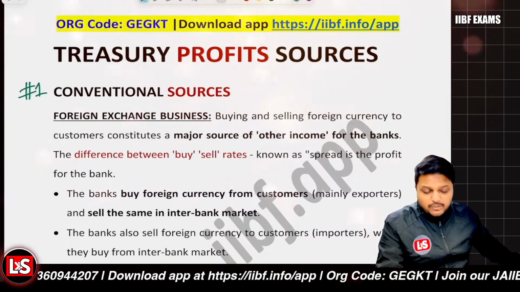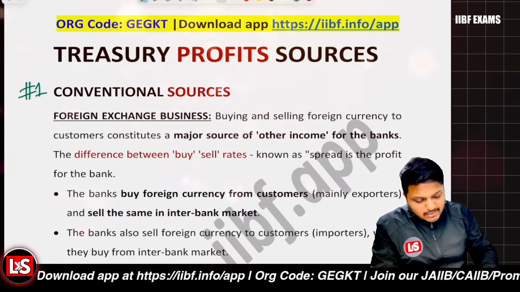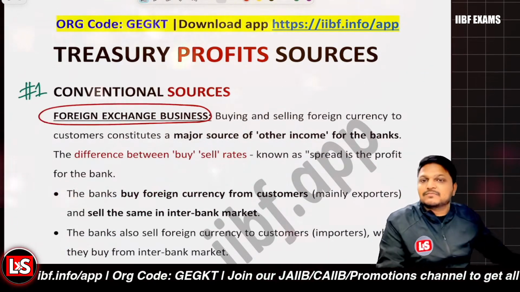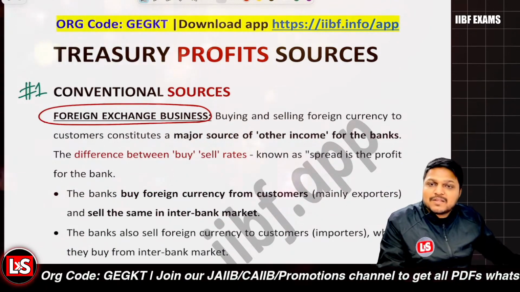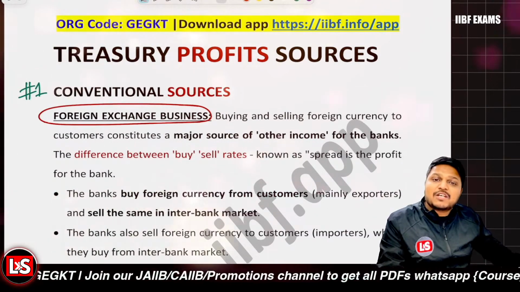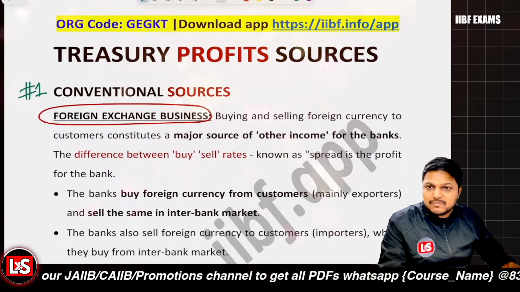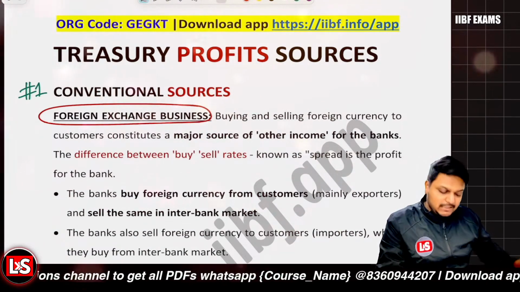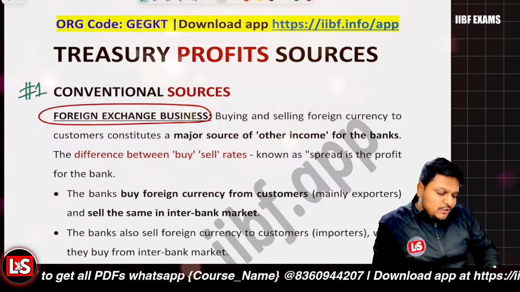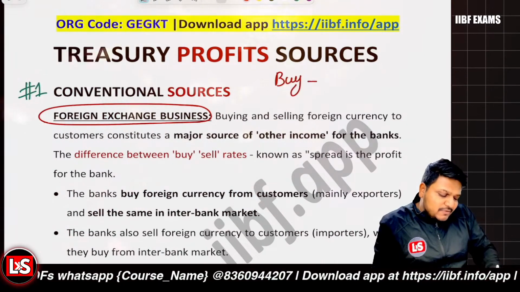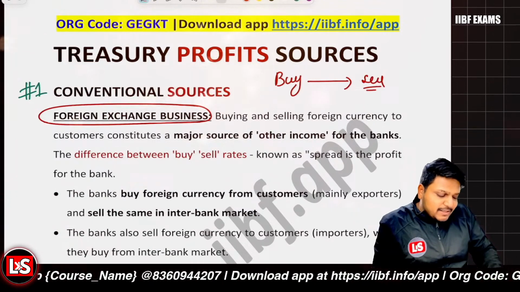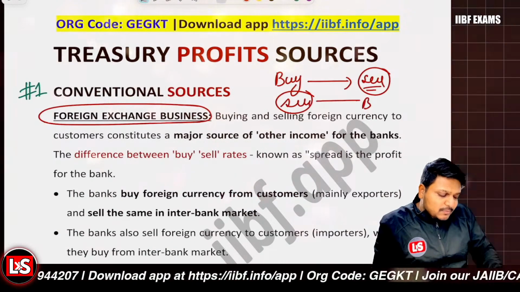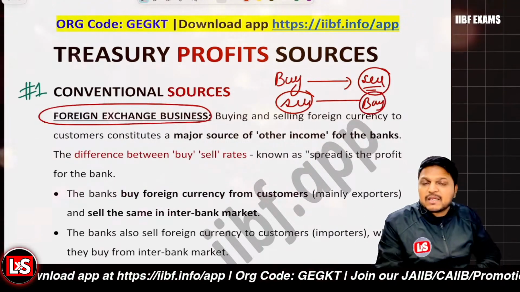First, when we are going to learn about the conventional sources, it's about the foreign exchange business. Foreign exchange dealings form a major component of the treasury income, right? So the bank is going to earn profit through the spread between buying and selling. Let's say we buy the currency and further sell it, or we sell the currency and then buy it. So these can be the cases.